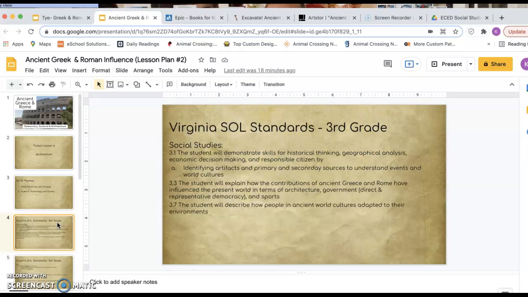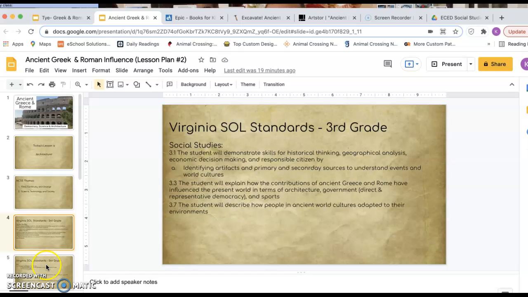So these were my standards I would have used for this lesson, the Virginia SOL standards. For social studies, the students will demonstrate skills for historical thinking, geographical analysis, and economic decision making, and responsible citizenship by identifying artifacts and primary and secondary sources to understand events and world cultures. So we're going to get to my primary source in a second. The students will explain how the contributions of ancient Greece and Rome have influenced the present world in terms of architecture, government, and sports. So obviously that's today's lesson, to talk about architecture and how we still use that influence today. And the students will describe how people in the ancient world adapted to their environment.